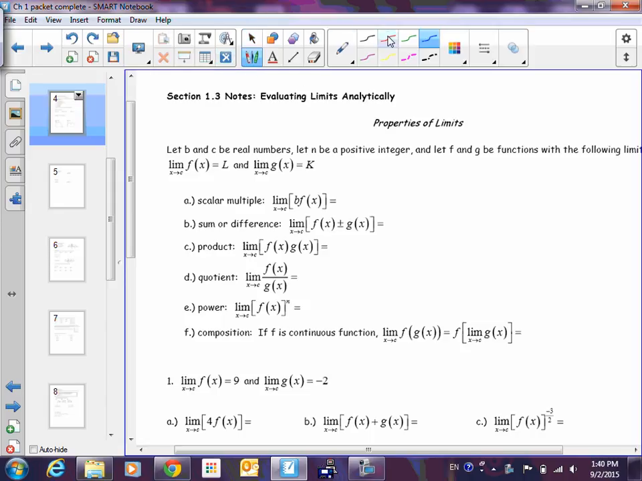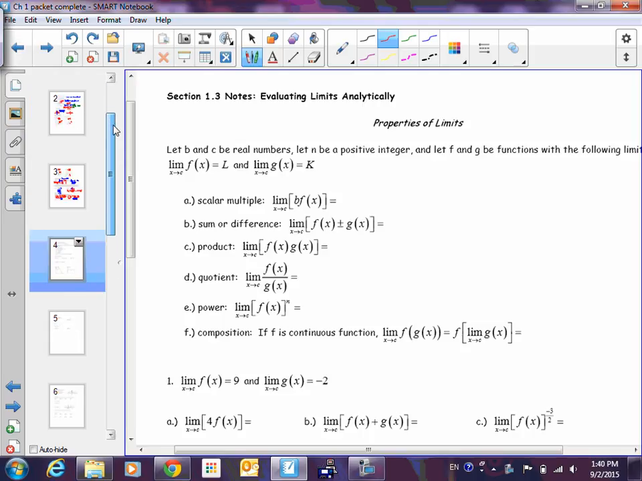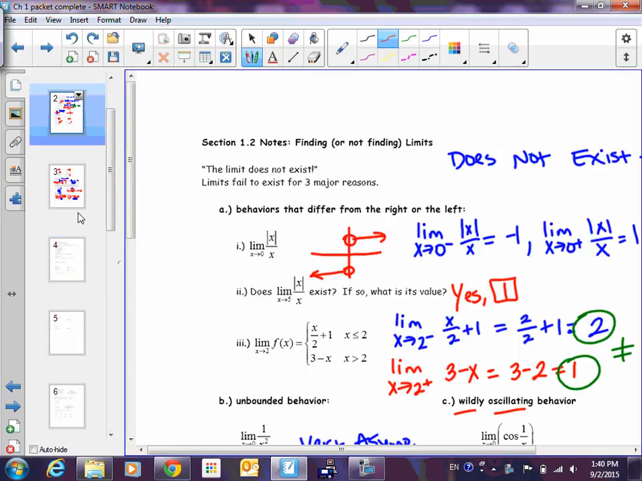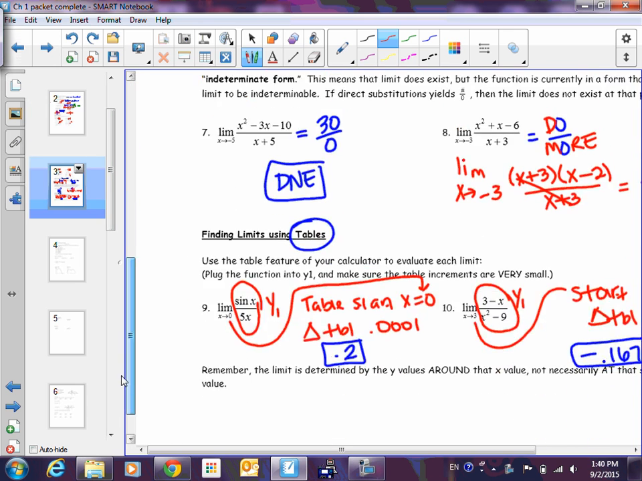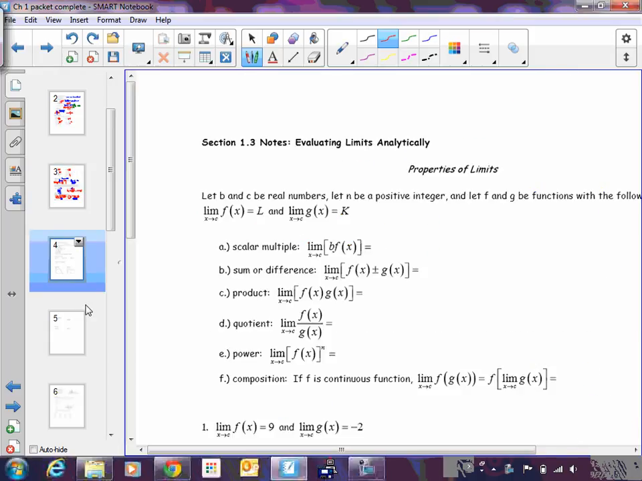Okay, so yesterday we talked about limits. If I just go back really quick, we talked about limits that failed to exist. We talked about limits with graphs. We talked about equations. We talked about tables. Which one do y'all think is the easiest one?